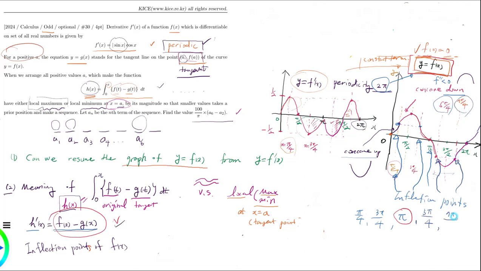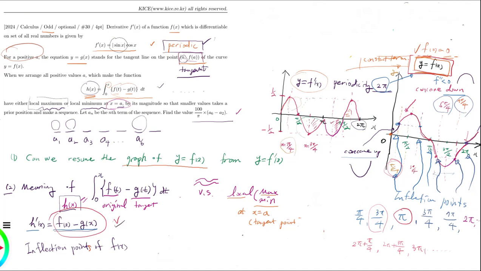7 pi over 4, and another one will be 2 times pi here. You see this one is concave down and concave up here, so 2 times pi and so on. The next one probably will be 2 pi plus pi over 4 and 2 pi plus 3 times pi over 4 and so on, 3 pi, this one, okay?